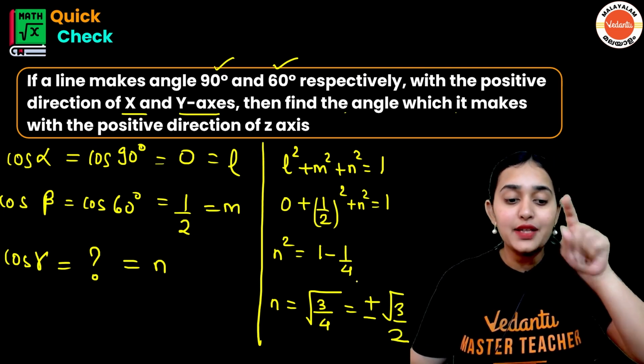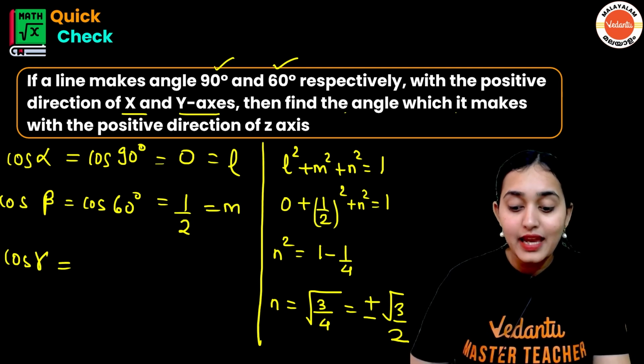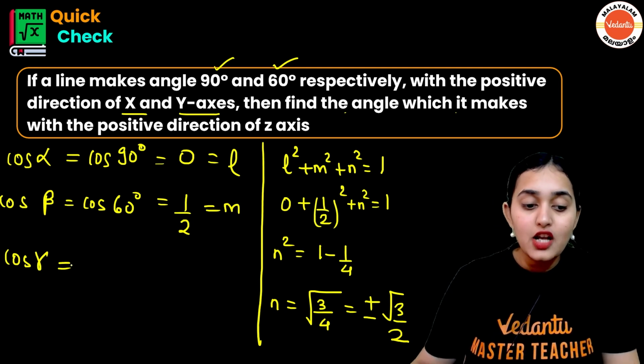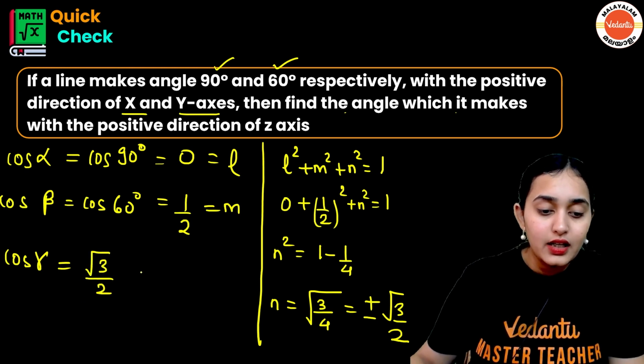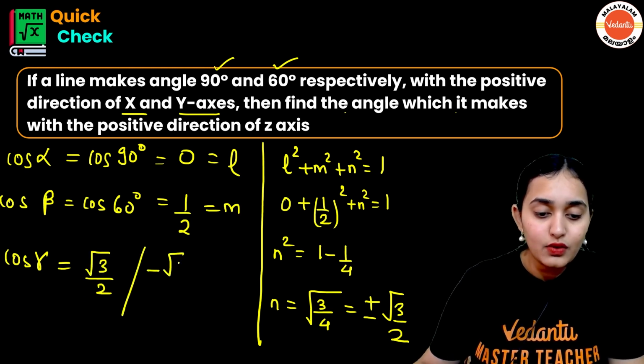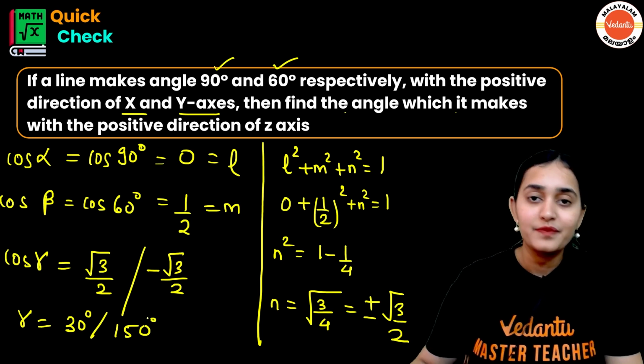Now the N value is root 3 by 2, but we know that what is n? n is cos gamma, right? So if cos gamma is root 3 by 2 or minus root 3 by 2, then basically gamma is 30 degree or 150 degree, right?